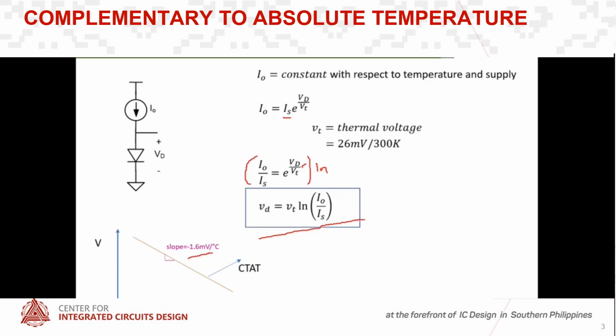But if you calculate it in a qualitative analysis, or in simulation, you can use this value of negative 1.6 millivolts per degree Celsius.